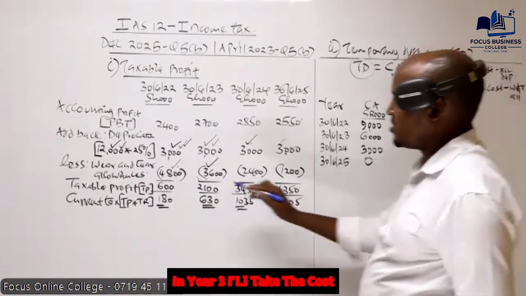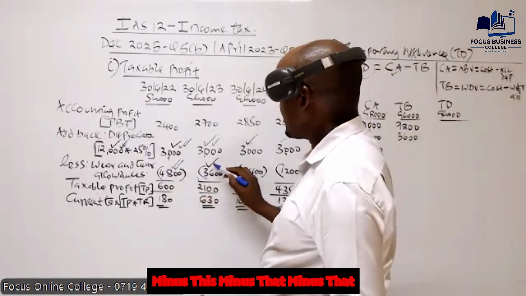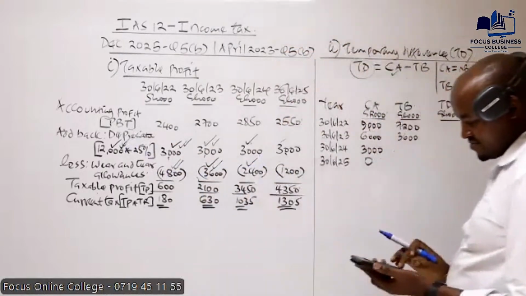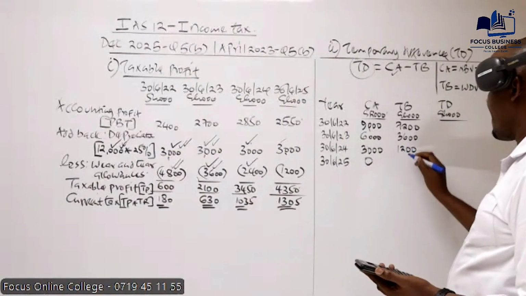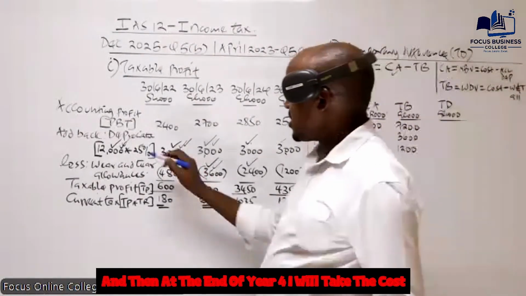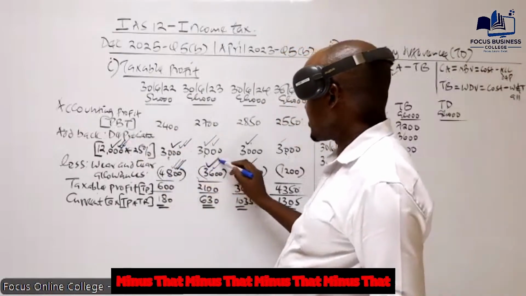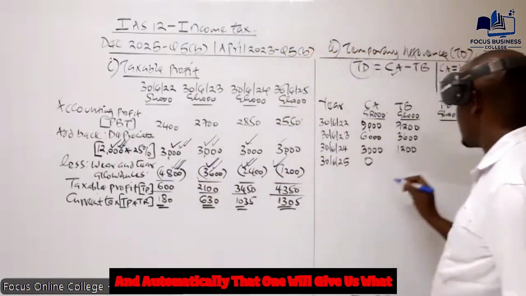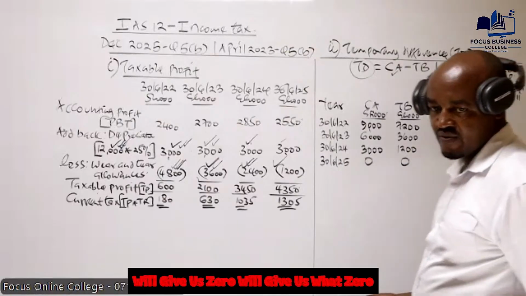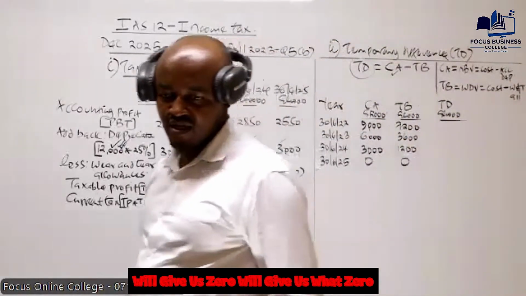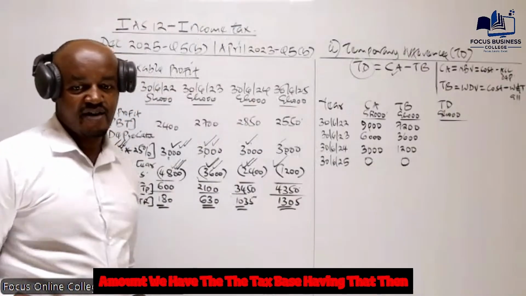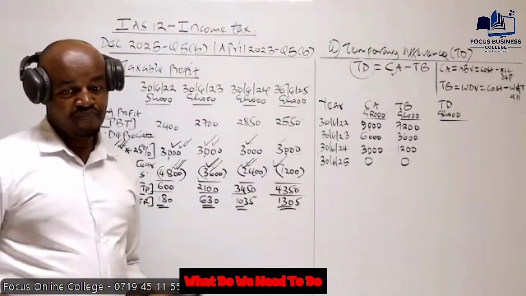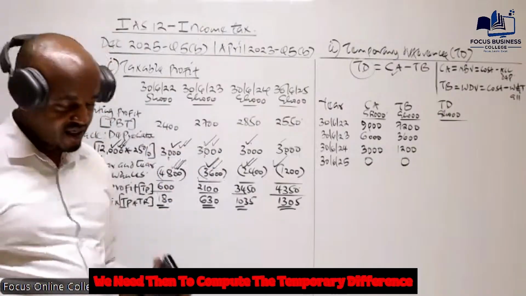In year three, I'll take the cost minus this, minus that, minus that. And basically we will get 12. And then at the end of year four, I will take the cost minus that, minus that, minus that, minus that. And automatically that one will give us 0. So in our case, we already have the carrying amount. We have the tax base. Having that, then what do we need to do? We need then to compute the temporary difference.